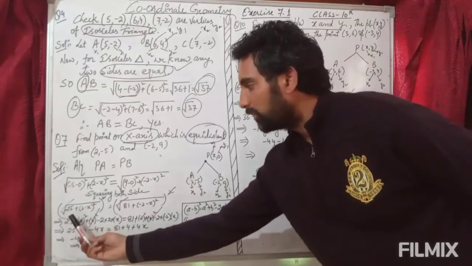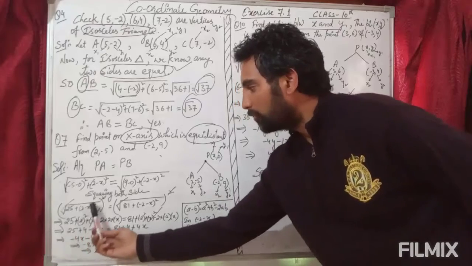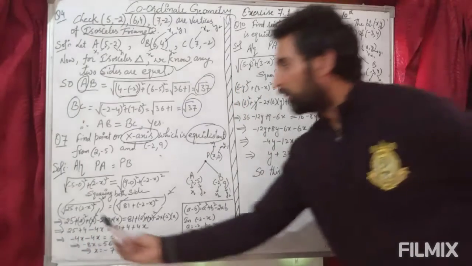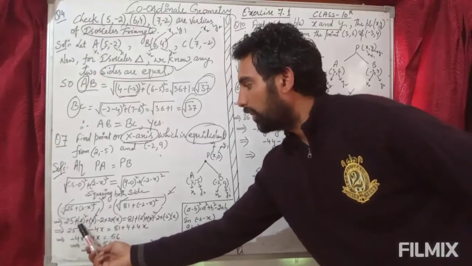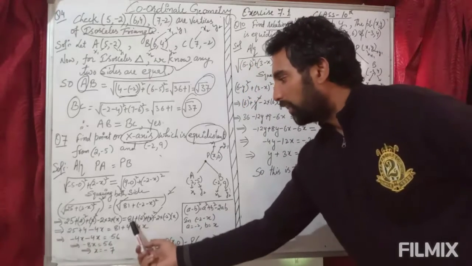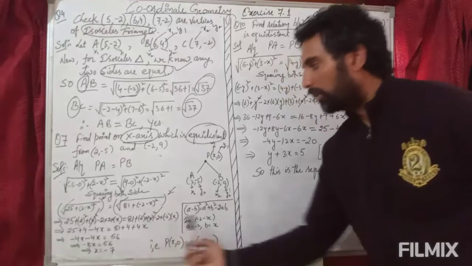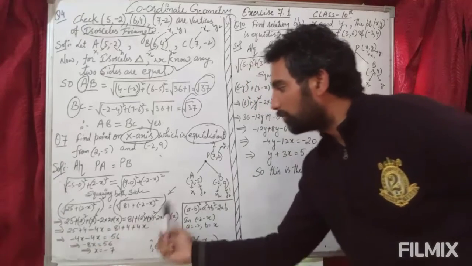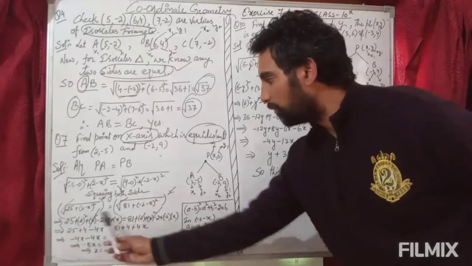Now open this. 25 times (a minus b) whole square. I write (a minus b) whole square as a square plus b square minus 2ab. This is a and this is b. When I open it, a square plus b square minus 2ab. The same way, 81 as it is, times a square plus b square minus 2ab. From here, the same terms in the equality will be cancelled. In an equality, same terms we will cancel.